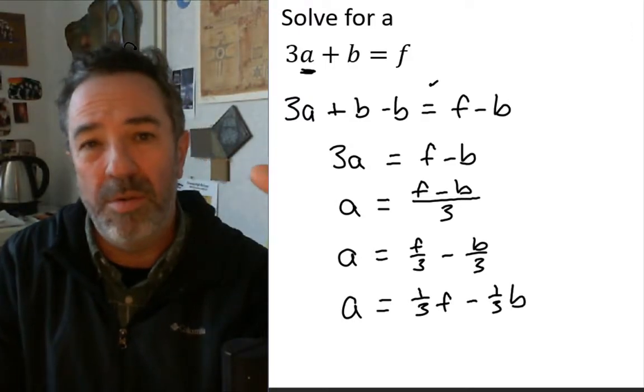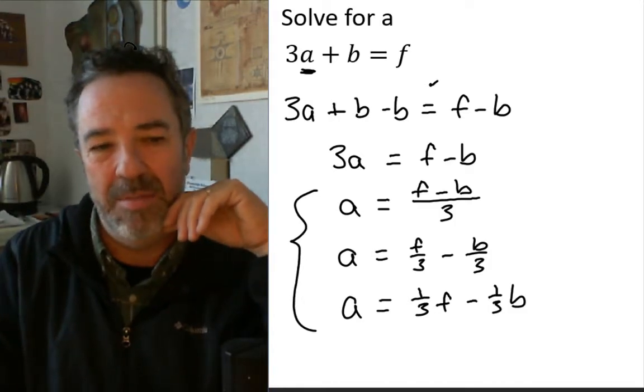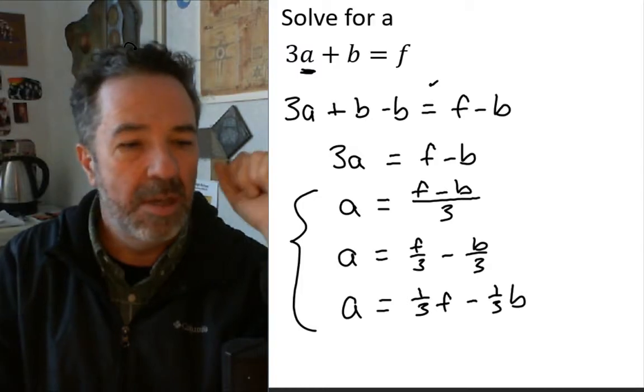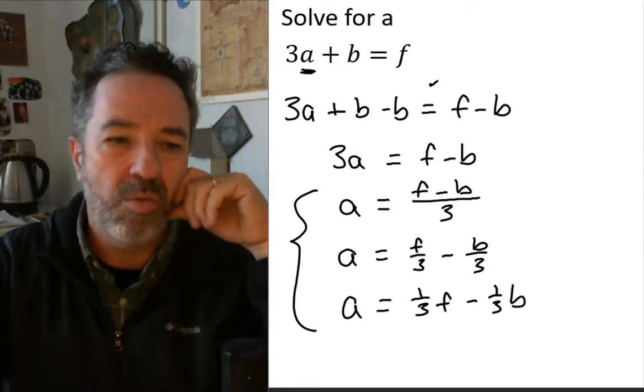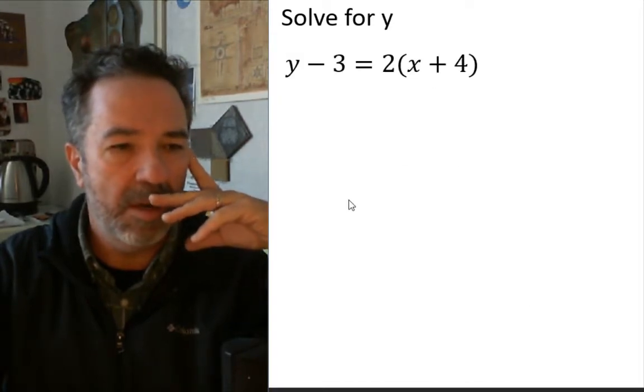And those are all equivalent to each other, right? All three of these say exactly the same thing. So in this equation, I've gotten a alone, and we've solved each one of those for a in terms of f and b. Let's move down to another equation.